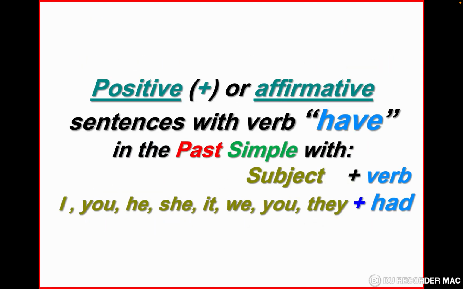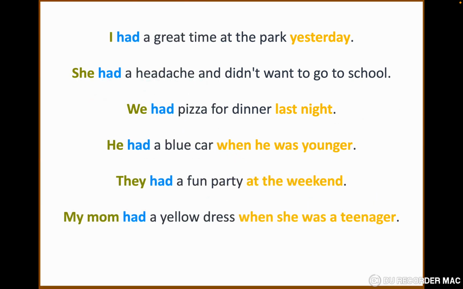Let's see more examples with had in the positive form. I had a great time at the park yesterday. She had a headache and didn't want to go to school. We had pizza for dinner last night. He had a blue car when he was younger. They had a fun party at the weekend. My mom had a yellow dress when she was a teenager.